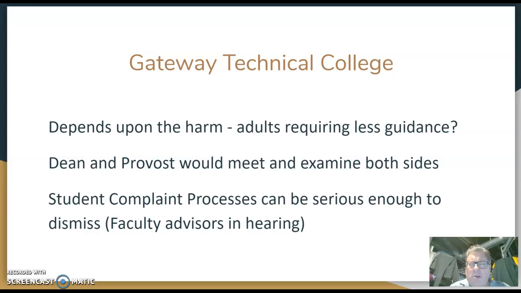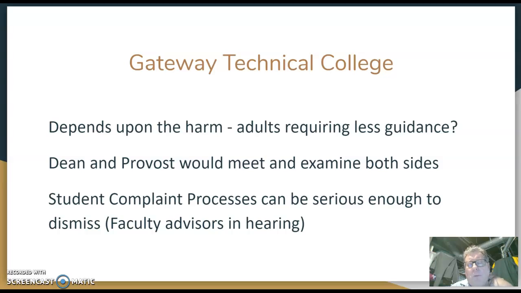At Gateway, a situation like this certainly depends upon the harm. Adults would require less guidance, as noted in our readings. So I would imagine a situation where a student in a welding class or in a machining class could possibly pick up an injury in the course of coursework without supervision. The dean and the provost would read the complaints, and as an instructor, if there's an injury in my lab or in my classroom, I would need to record that immediately and contact the security department immediately, make sure that everybody has the treatment they need.